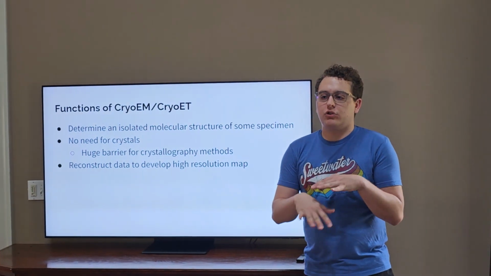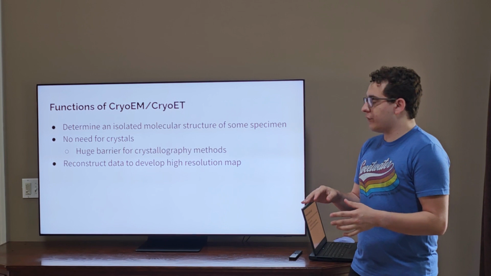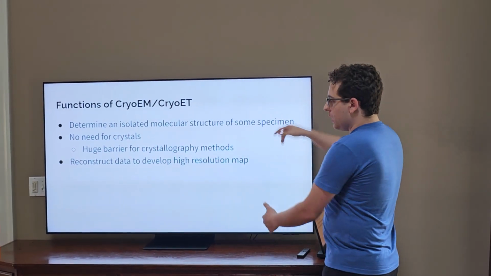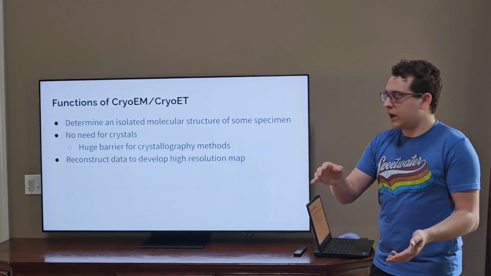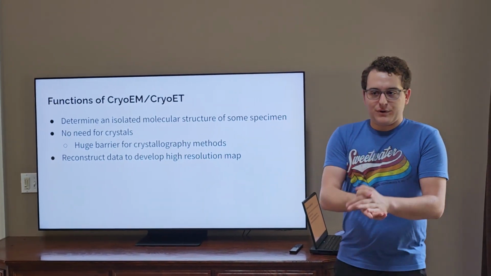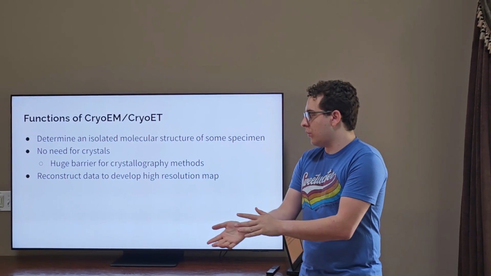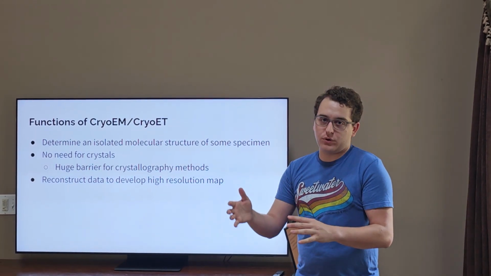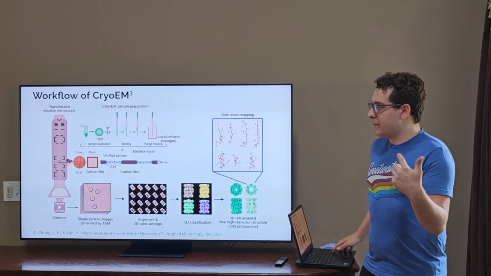So how does this actually work? So what we want to do is determine an isolated molecular structure of some specimen. So you might remember that one guy I had over here with the blue netting around it. That's what we want to find. We want to find the actual structure of something. That being said, we also don't need crystals. So in crystallography, you have to have crystals. In this, we don't. We want to reconstruct the data in a really high resolution so we can actually see what we're looking at and make decisions based on that.